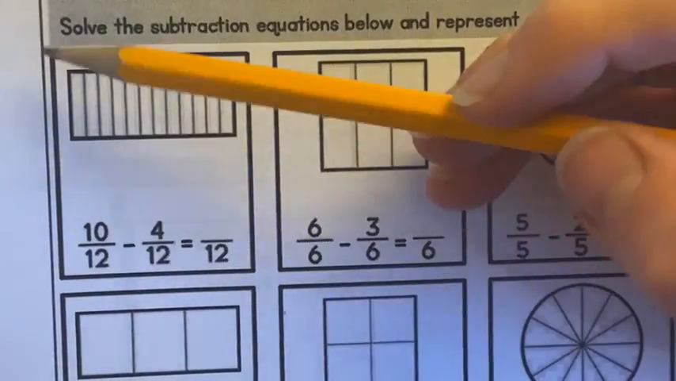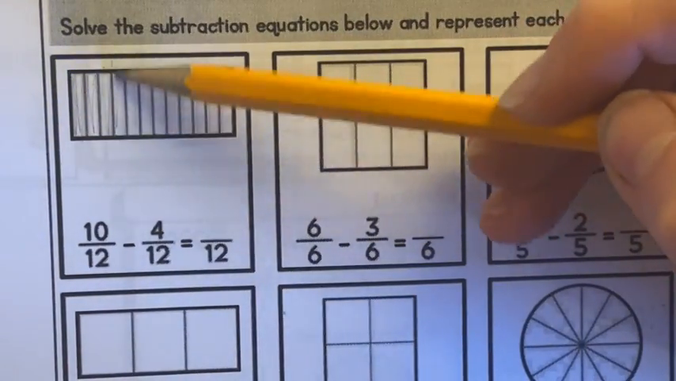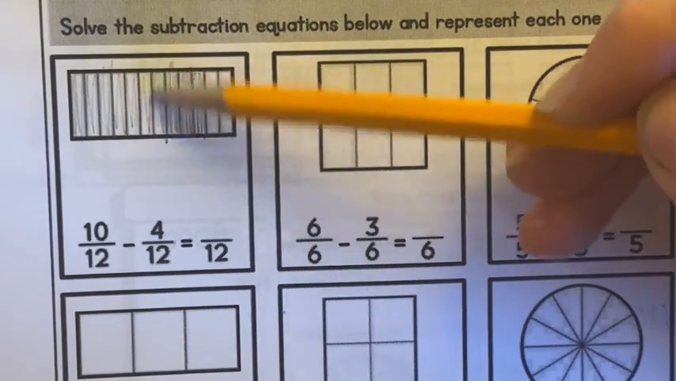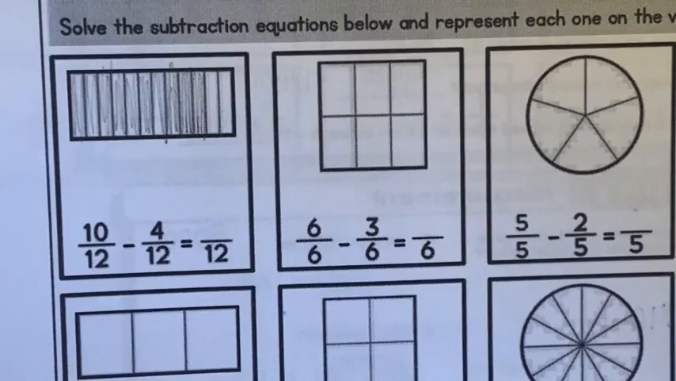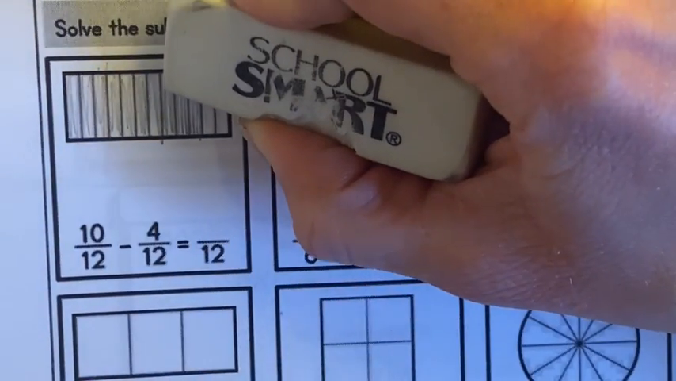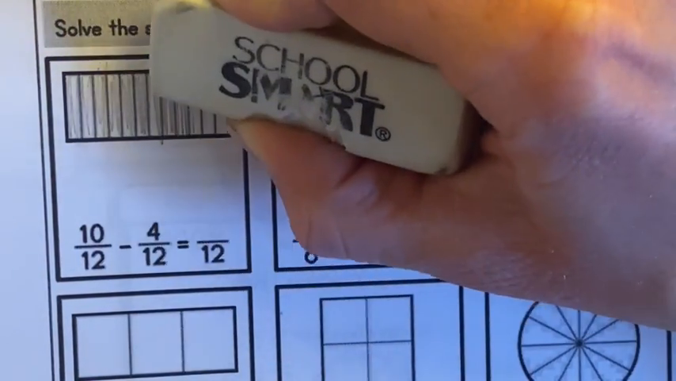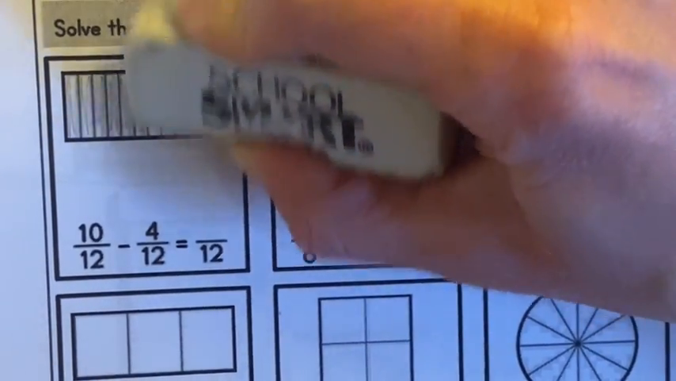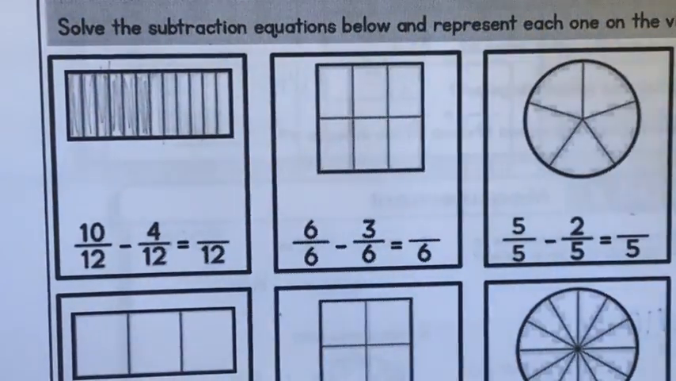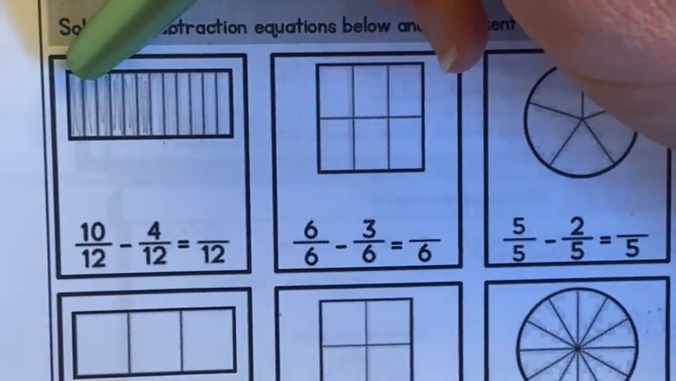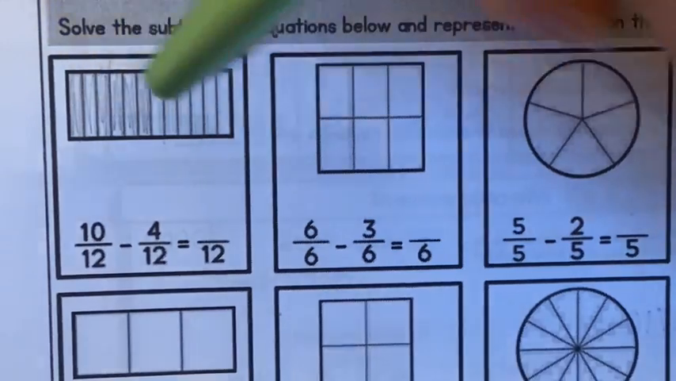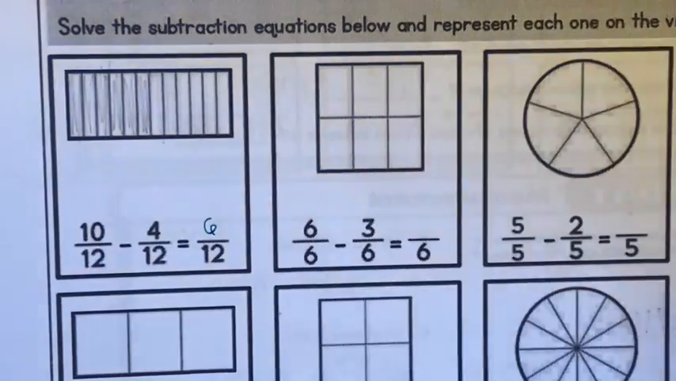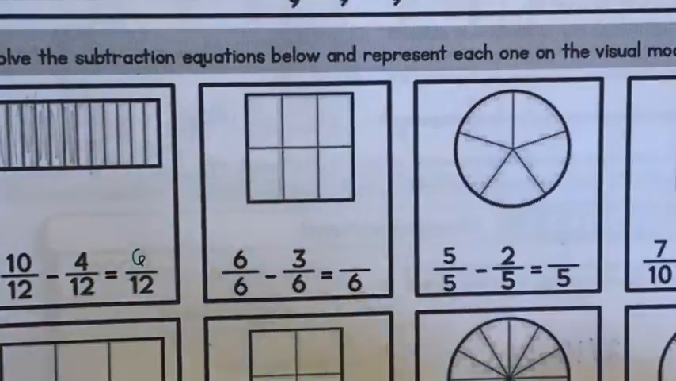So I have 10/12ths. So I'm going to shade in 10/12ths. And then I'm going to subtract 4/12ths. So I'm going to erase 1, 2, 3, 4. So how many 12ths do I have left? 1, 2, 3, 4, 5, 6. It's almost like 10 subtract 4 is 6. Almost. All right, on to the next one.